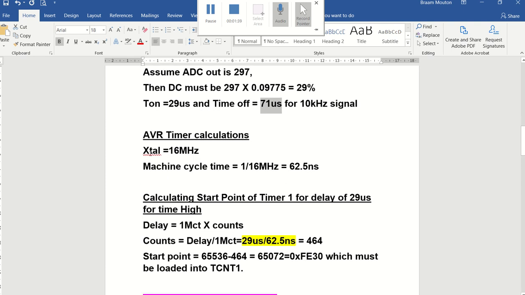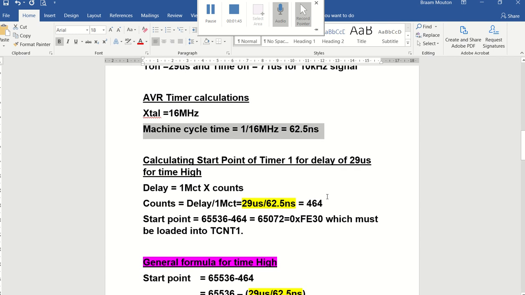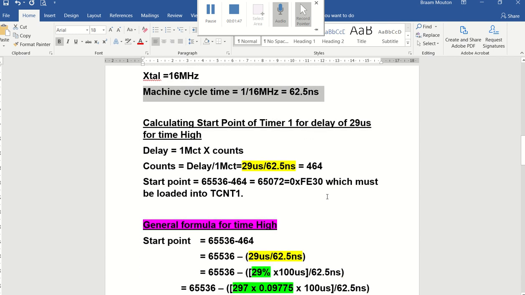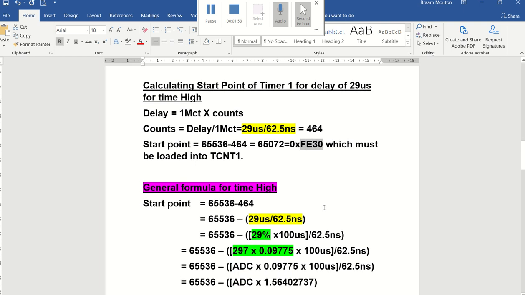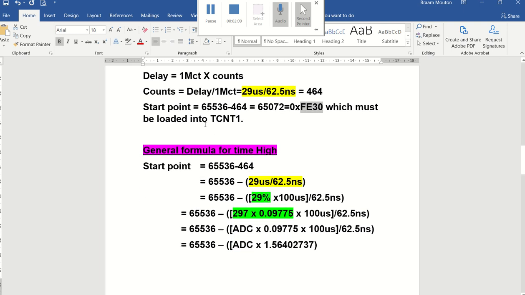We've also calculated that the machine cycle time must be 62.5 nanoseconds, as before. And basically what we calculated is that the start point for 10 kilohertz should be 0xFE30, and that should be loaded into the TCNT1 register, which is a 16-bit register.